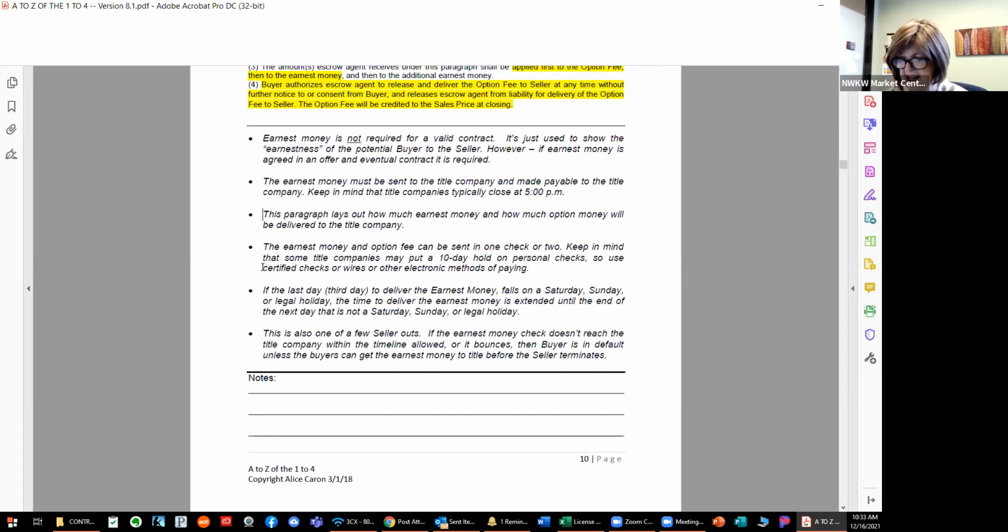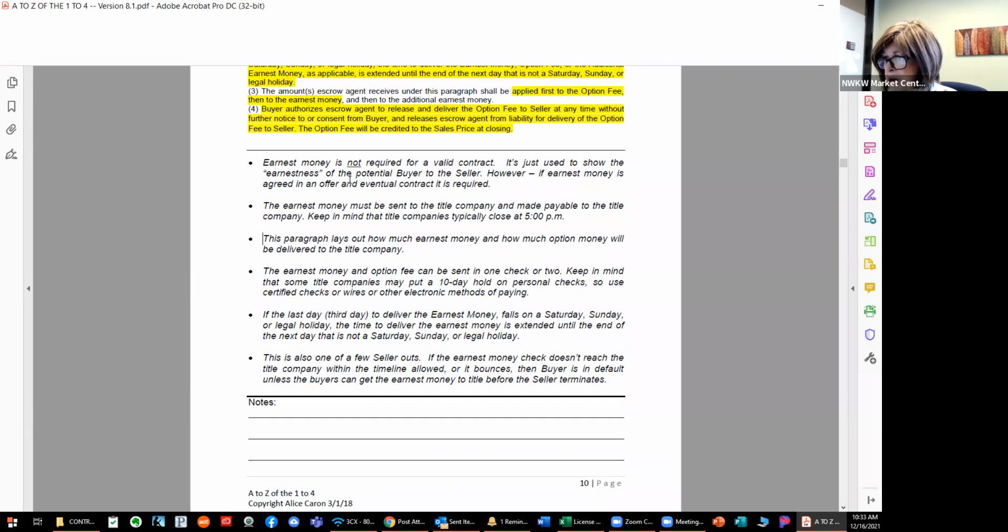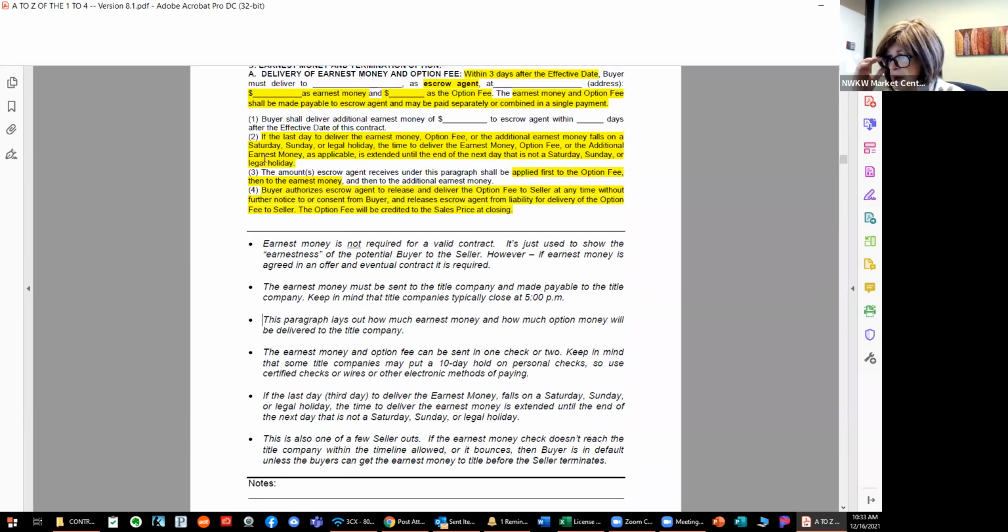If the last day, this is really important though, because up here in this document, it says buyer shall deliver additional earnest money. That's only if additional earnest money was required. I seldom ever see additional earnest money. The only time you'll basically see that is if you were in a backup position and you're only wanting to put a smaller amount of earnest money up while you stay in the backup position. And then you mention in there that you will add additional earnest money if you move to primary. That's about the only time.